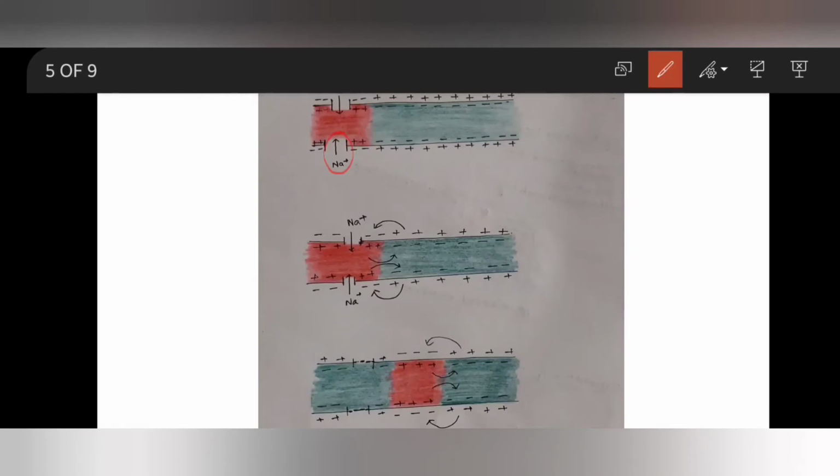So the inner side of the membrane becomes positively charged and the outer side becomes negatively charged.